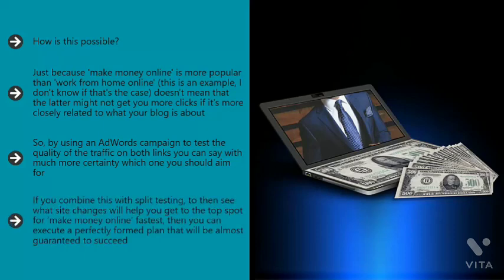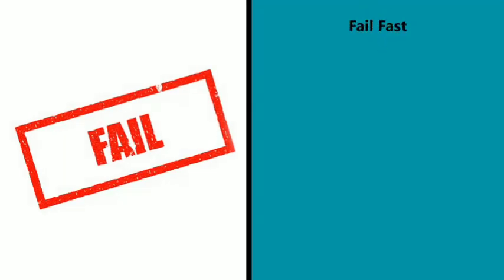If you combine this with split testing, to then see what site changes will help you get to the top spot for make money online fastest, then you can execute a perfectly formed plan that will be almost guaranteed to succeed. Fail fast. Fail fast is less a marketing technique and more a general approach to business.